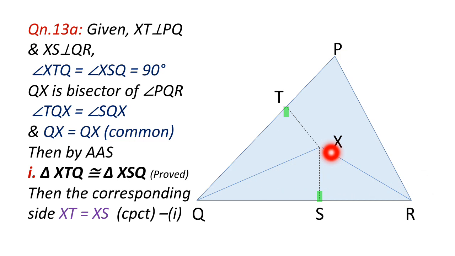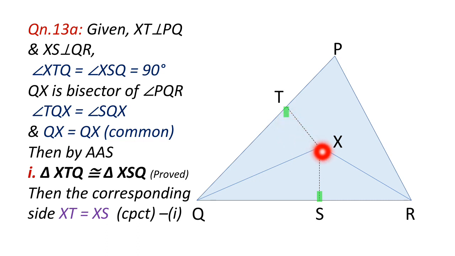Now whatever we have to prove, this XT is the perpendicular drawn on this PQ, and this XS is perpendicular drawn on QR. So this is also given. So we have to prove those two triangles congruent to one another, that means this one and this one. Okay, let's see. As those two are perpendicular, this XT is perpendicular on this PQ and this XS is the perpendicular on this QR, then we will say that their angles are 90 degree.